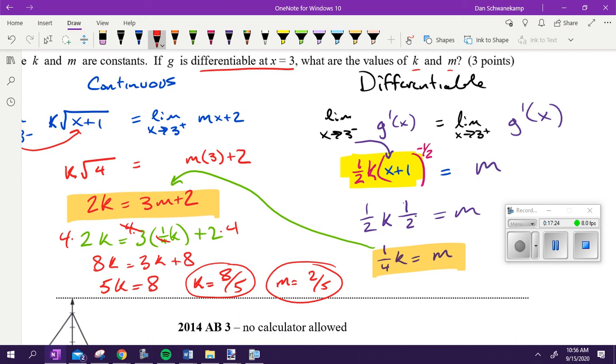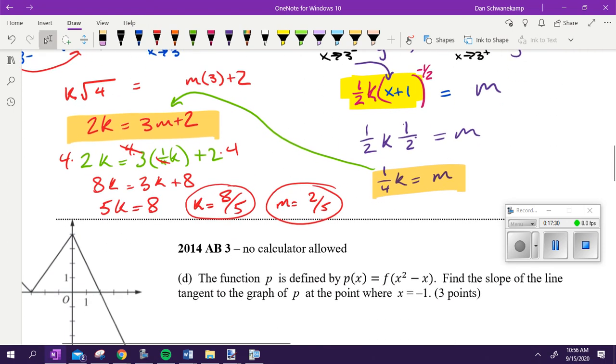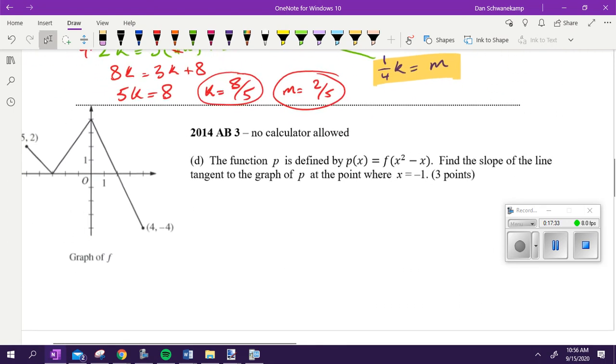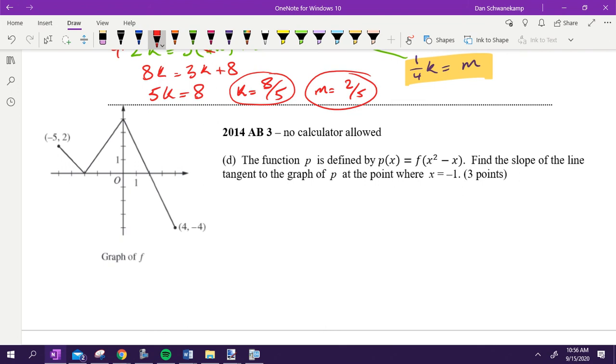Questions? I took 1/4 of 8/5. That's how I got 2/5. 1/4 of 8/5 got me 2/5. That question's good. It's a little uglier than I want it to be. The next question is the most important question of the day.